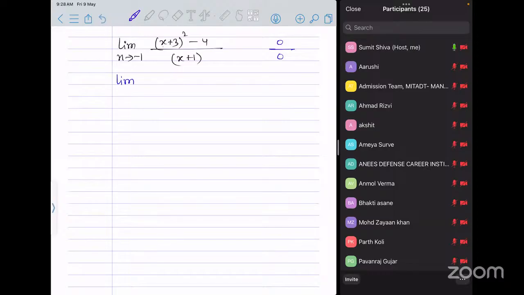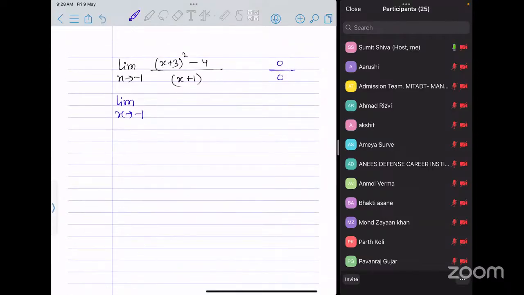And for that, you have to differentiate. Limit x tending to -1. Differentiate the numerator separately and the denominator separately. So what will be the derivative of (x plus 3) raised to power 2? The derivative will be 2 into (x plus 3), and the derivative of -4 will be 0, divided by the derivative of x plus 1, which will be 1. If you put in the value, this will be 2 into (-1 plus 3), that is 2 into 2. The answer will again be 4.